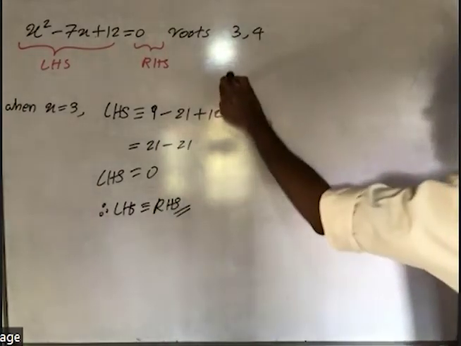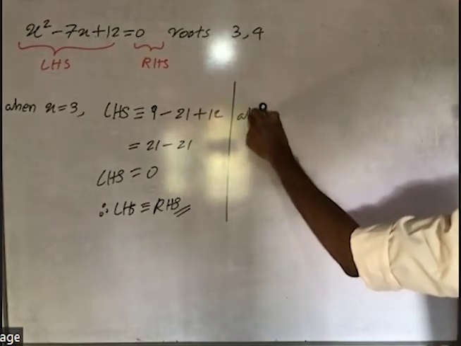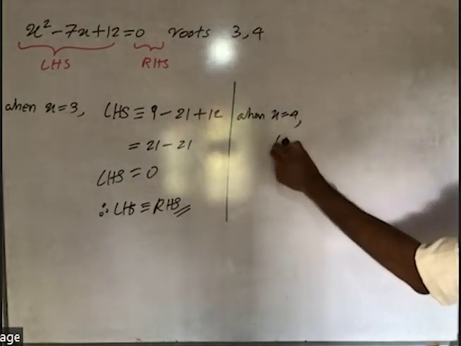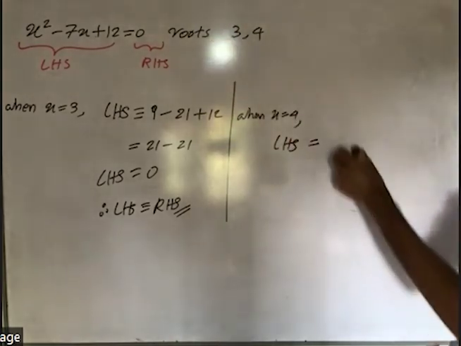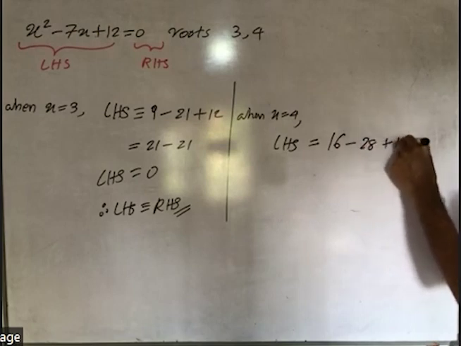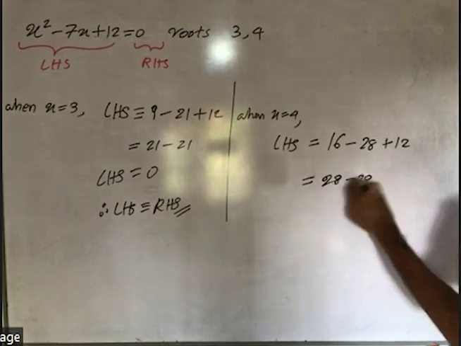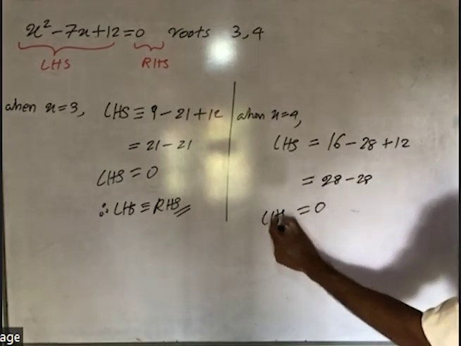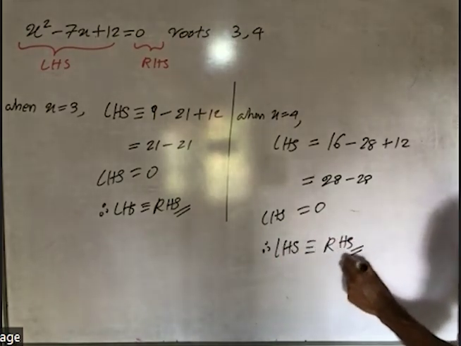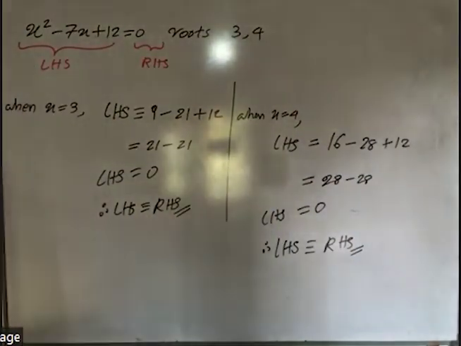Right. So next take the next root, when x equal to 4. When x equal to 4, let's take the left hand side. So 4 square means 16, minus 7 into 4 means 28, plus 12. 16 plus 12 is 28, minus 28 equal to 0. Here also the left hand side will be equal to the right hand side. That means this equation will be satisfied by its roots.